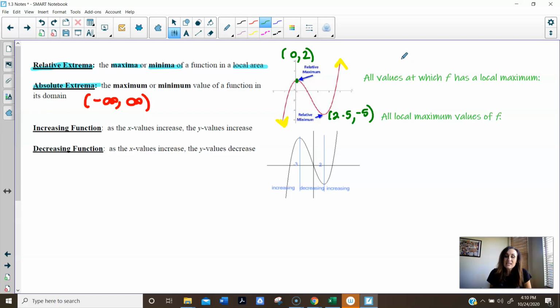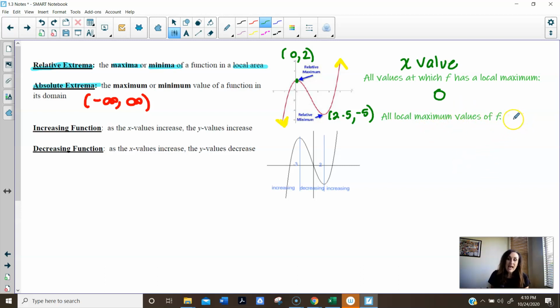Alex is asking you for the x value here. So the first one is the x value. Here is a local maxima, and the x value is at 0. So you could put x equals 0, or 0. And then all local maximum values of f.